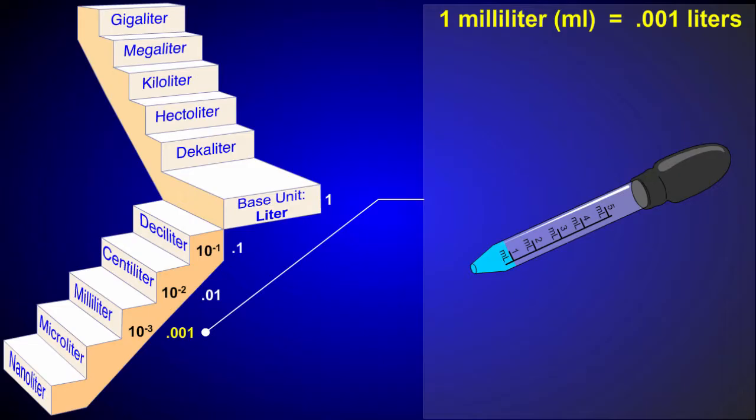Milliliters are 1,000 times smaller than liters. If you collected about 20 drops of water, you would have a milliliter.